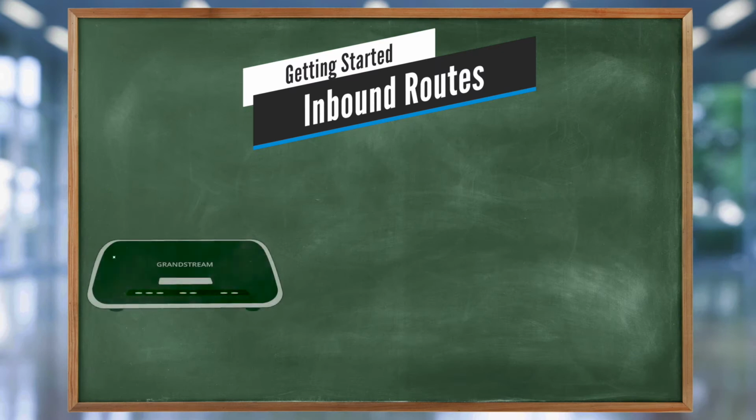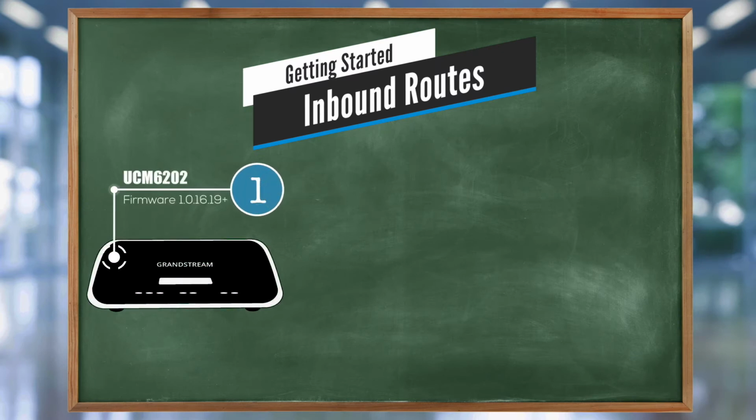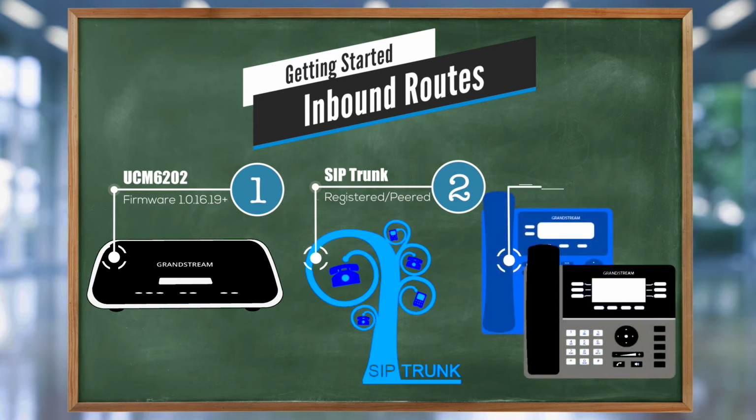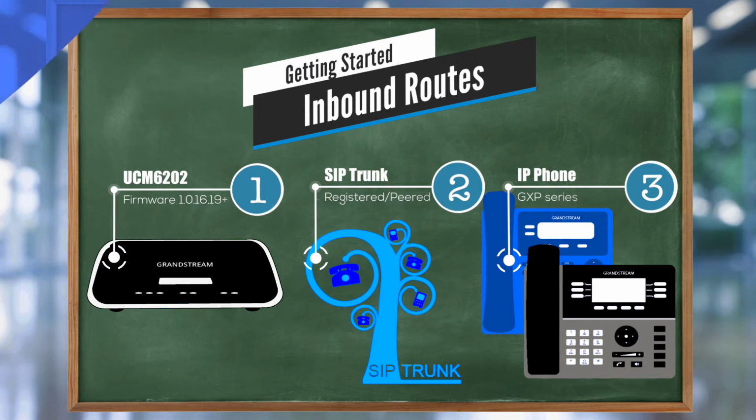For this tutorial, you'll need one, a Grandstream PBX. In my example, I will be using a UCM 6202 on firmware 1.0.16.19. Two, any VoIP trunk, either registered or peered. Three, we'll also need some registered endpoints to send the call to for testing. I have a GXP 1760 and a GXP 1625. As always, I recommend that you stay up to date on the latest firmware for both UCM and phones.